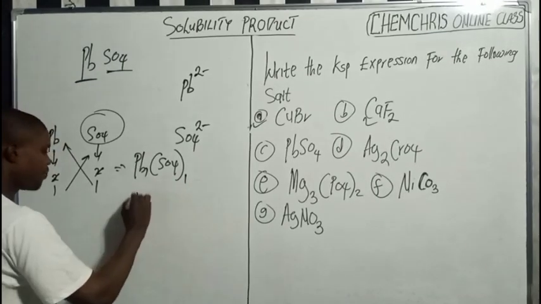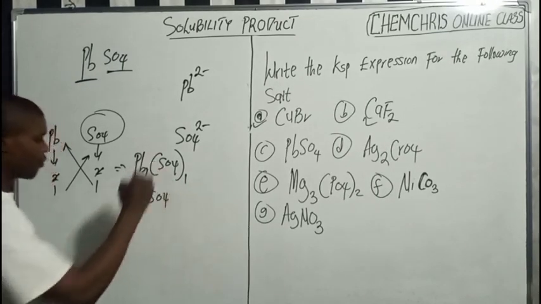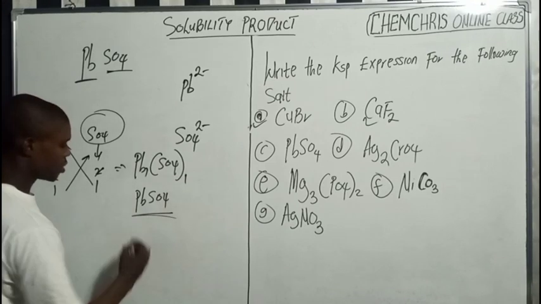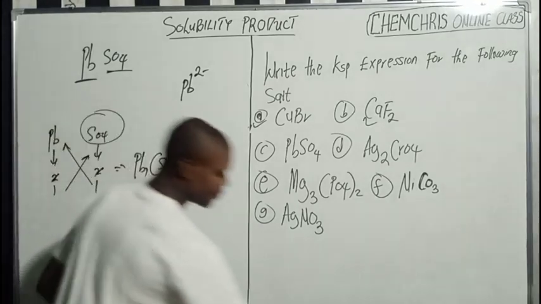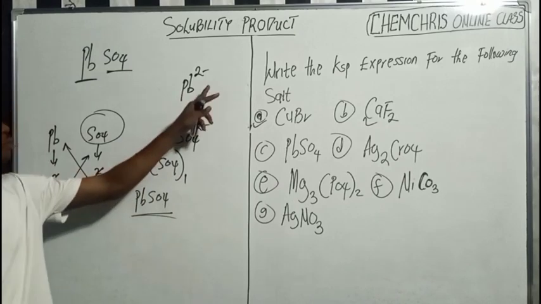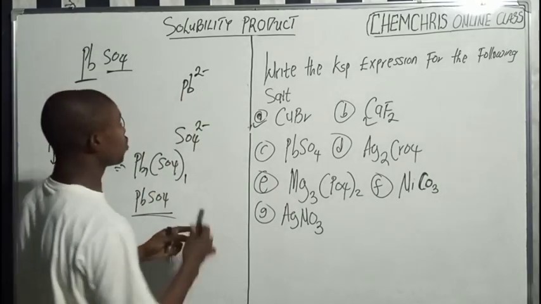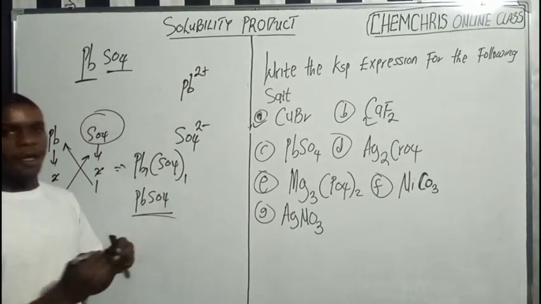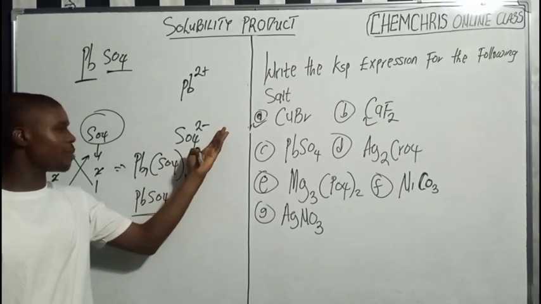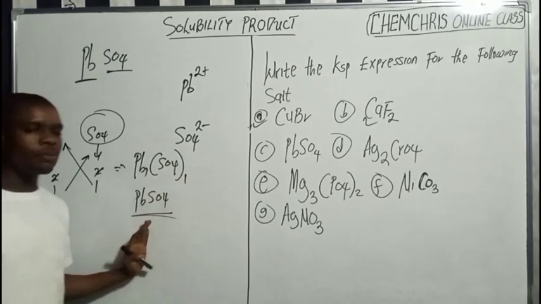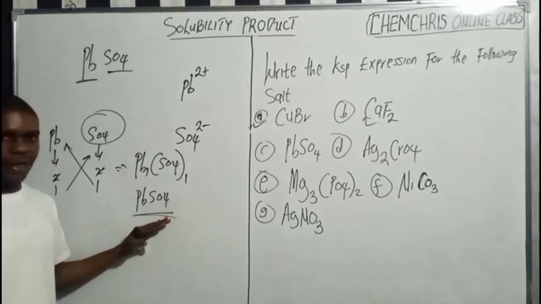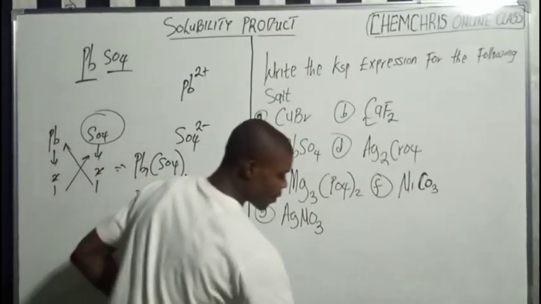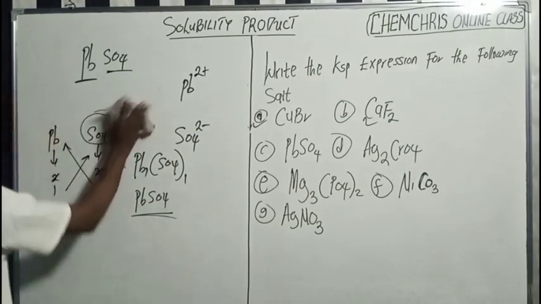So you have PbSO4. Can you see that? That is it. So in the sense that Pb2 plus, supposed to be plus, not minus, Pb2 plus and SO4 2 minus is from this salt here. Do you understand?